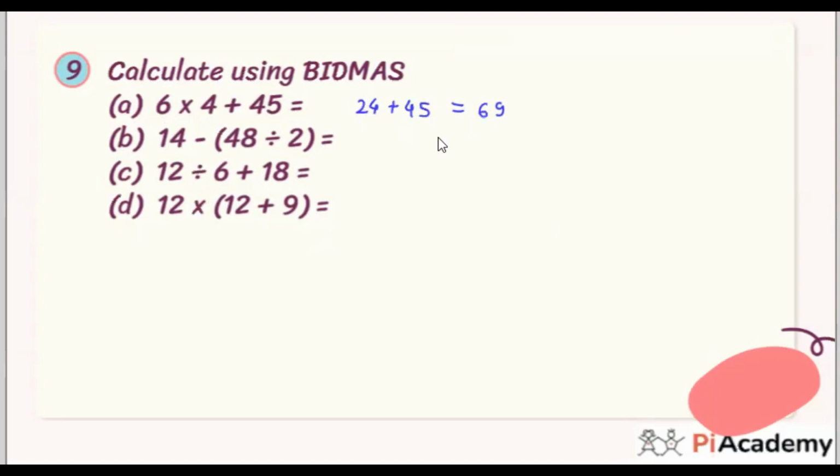Okay, Edward, what is the answer for the next question? Is it minus 14? Okay, minus 14. So let's check. 48 divided by 2, that is how much? So clearly, first we have to solve the bracket.